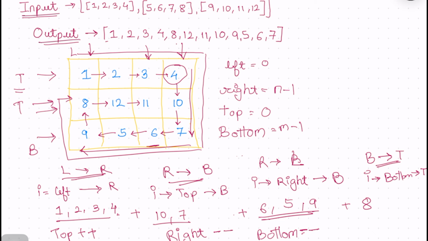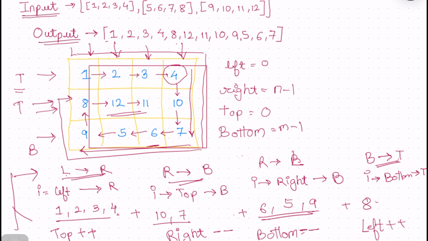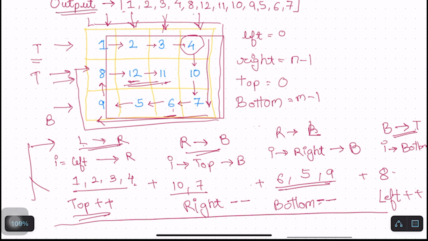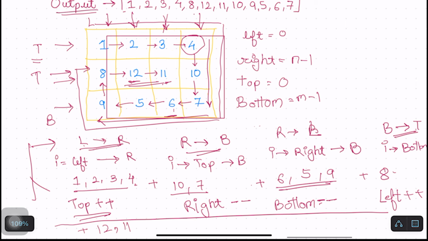Now I'm going to come back again to the first loop. The first cycle is completed, the outer box is covered. Now I have to cover the inner elements. Wait, after this last bottom to top traversal, I have to increment my left. So my left will start from here. Now again we start with left to right. My left is pointing to this element, and right is already at this column, so I'll get 12, 11.